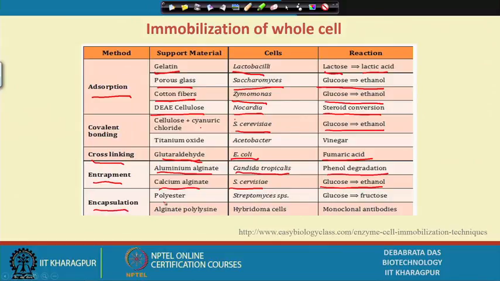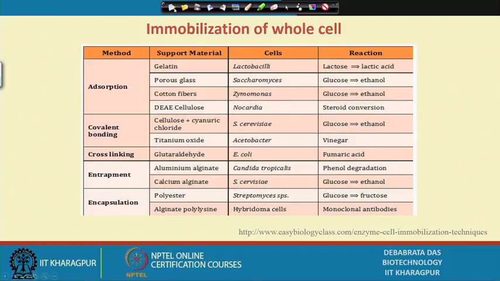Then encapsulation: we have polyester, alginate, lysine, this hydroisomer cell, and Streptomyces species. One is used for glucose to fructose, and another is used for monoclonal antibody production.